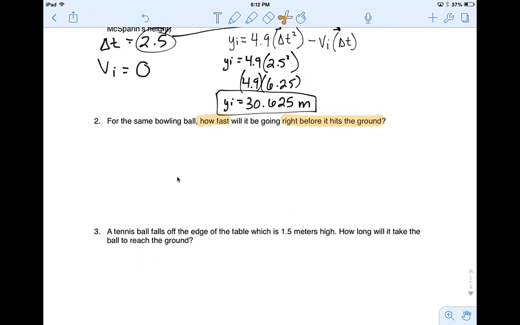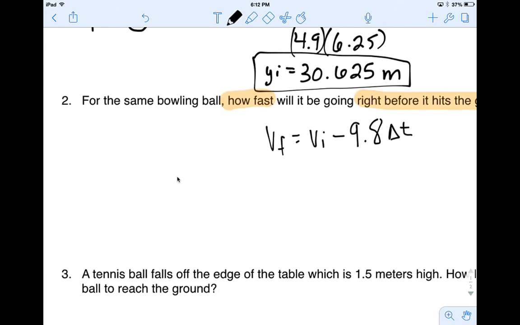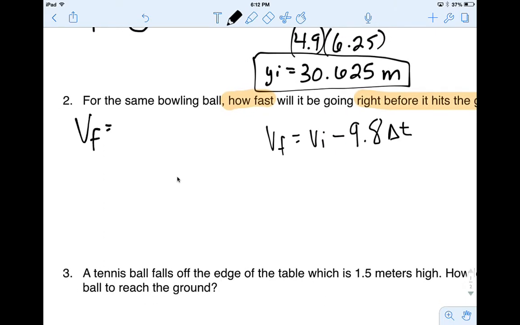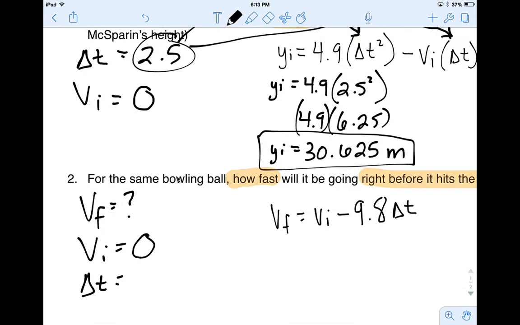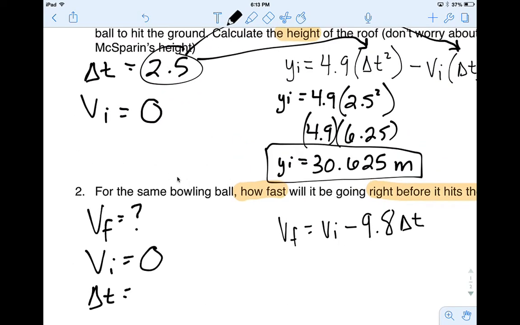So let's copy that equation right there. Now I'm looking for VF, so VF is my question mark. I need to know VI and I need to know delta T. VI, again, we know that's 0. We found that right there. And delta T, again, just like up here, is 2.5.